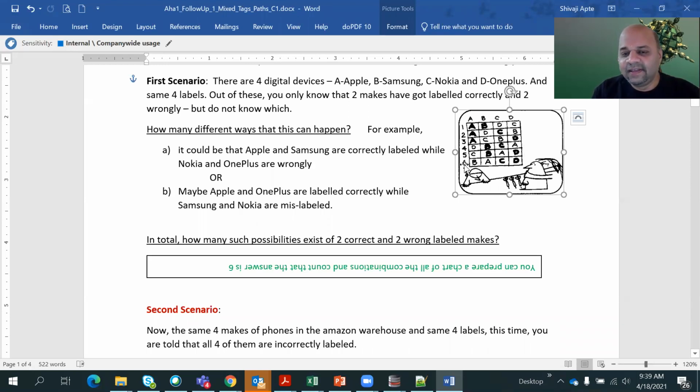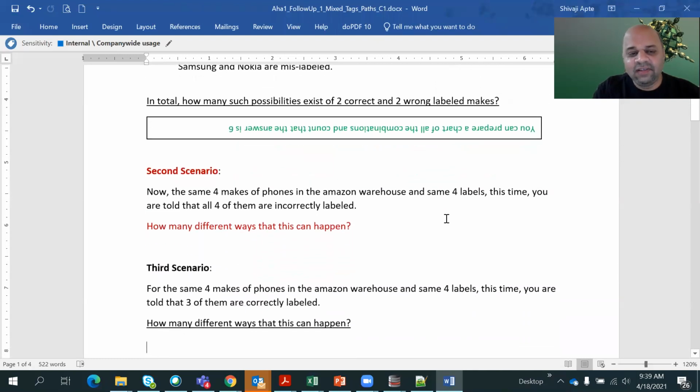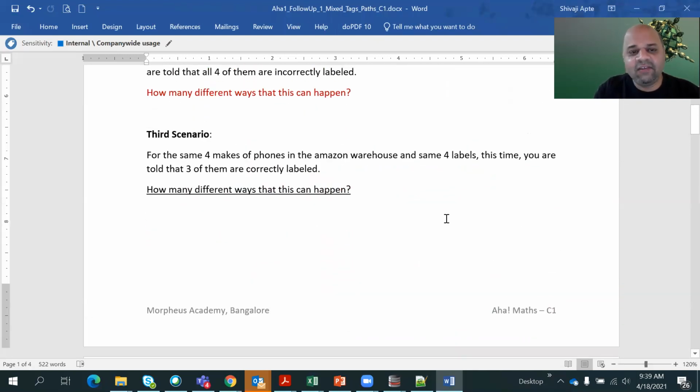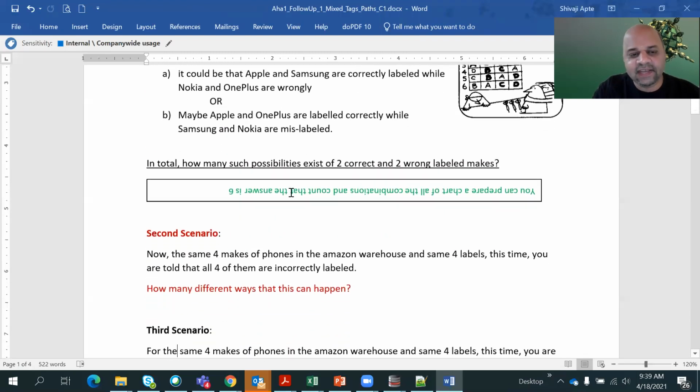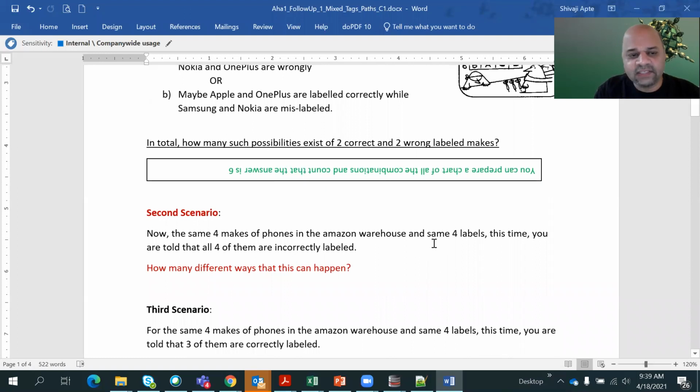Now I ask a second question. What is the second scenario? Just one second. Second scenario, there are the same 4 things. This time we are told that all 4 of them are incorrectly labeled. All 4, none of them is correct. Then how many ways can there be? It can be that all 4 are wrong.